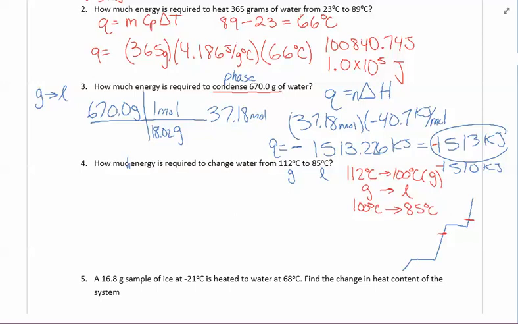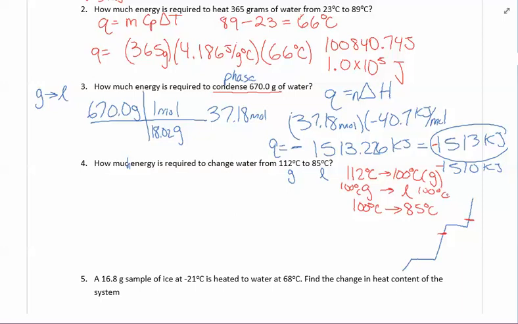For the phase change here, you could put 100 degrees Celsius here for both of them, because when we have a phase change, we don't change the temperature. We only can change the temperature after we have one consistent phase. So it is a 3-part problem.